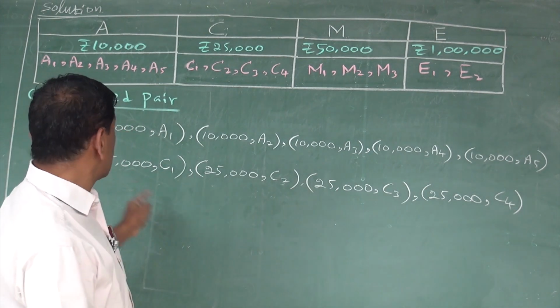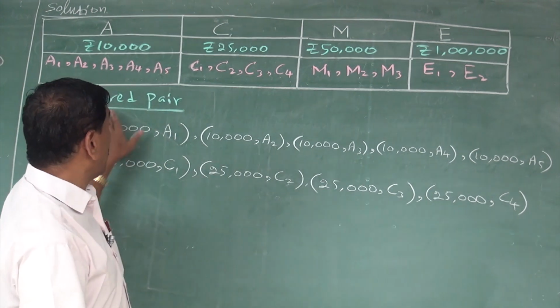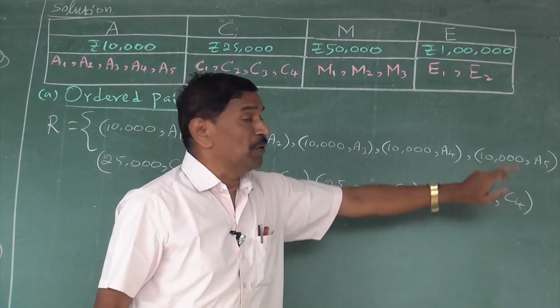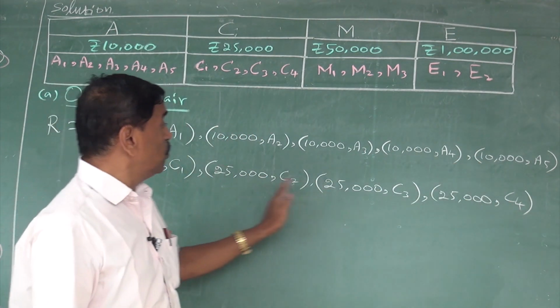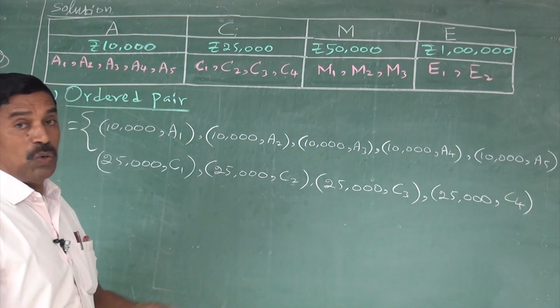Is a next ordered pair possible? No, because there are 4 clerks. Listen, there are 5 assistants, so 1, 2, 3, 4, 5. There are 4 clerks, so 1, 2, 3, 4. Next, what is the third row?